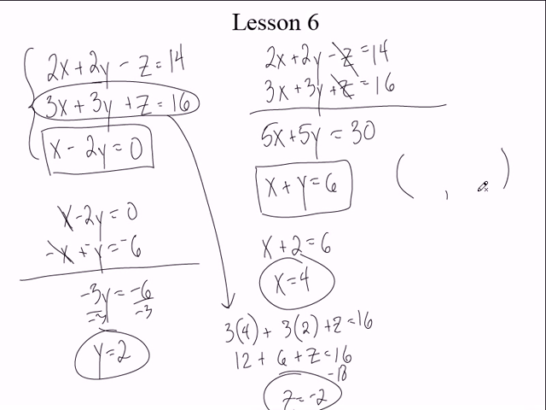So there's actually 3 things in here. So which one do you think you put first? X, right, because it's an order. It's in a certain order. It goes in alphabetical order. X, Y, then Z. So X is 4, Y is 2, and Z is negative 2.